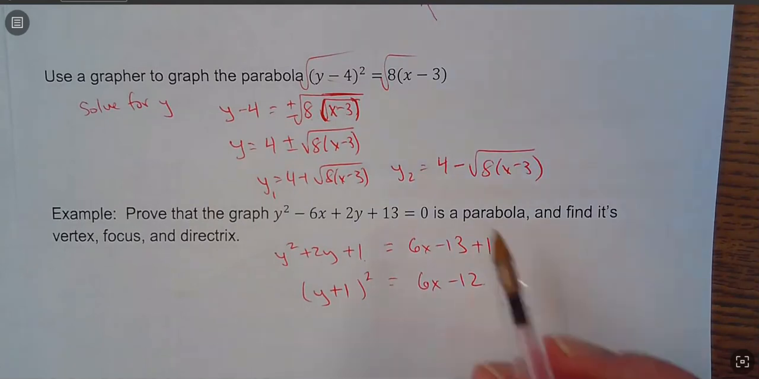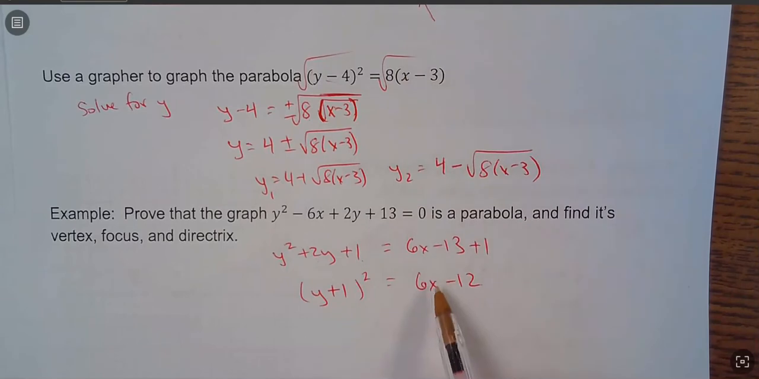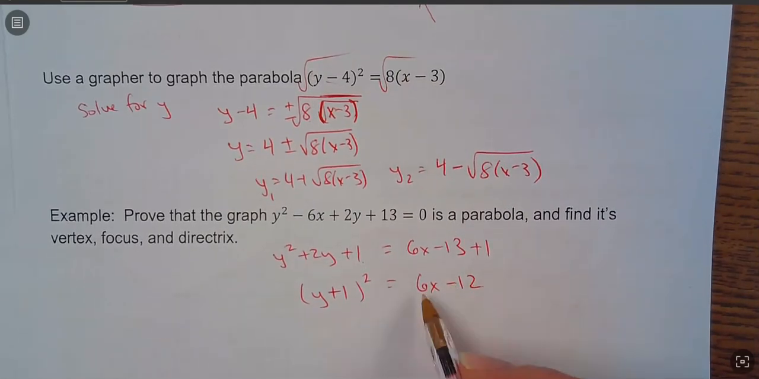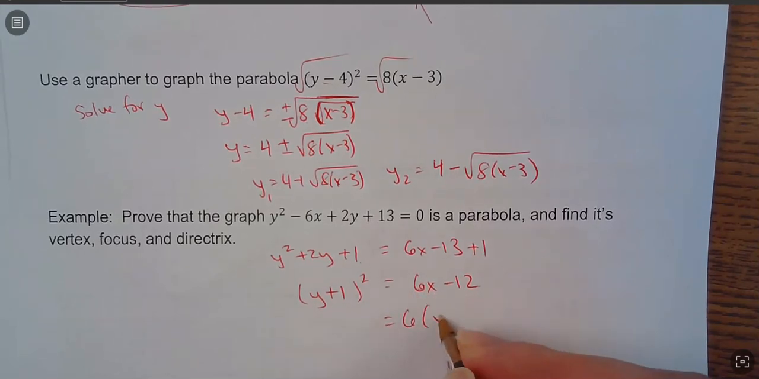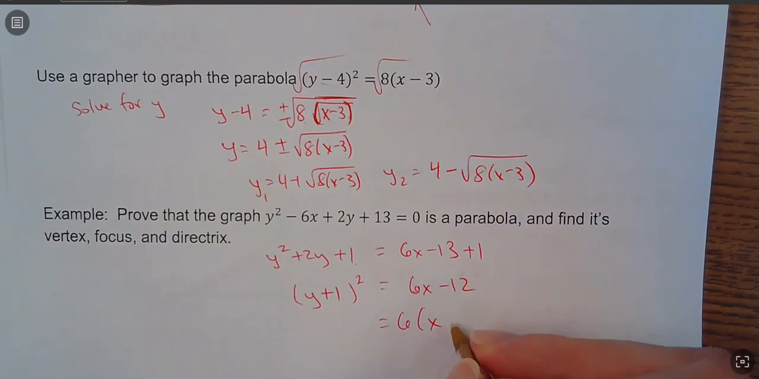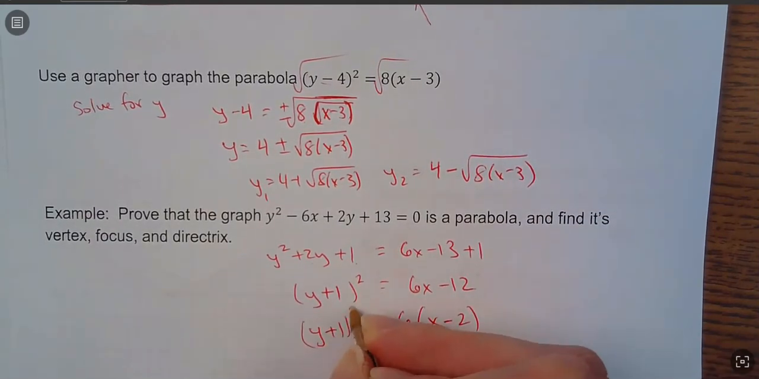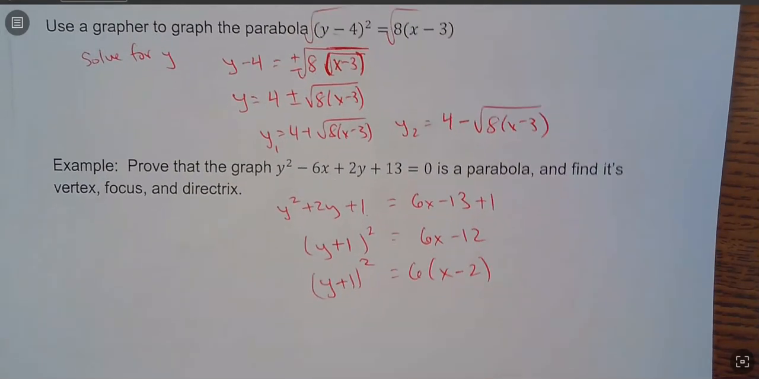Now, I would like to have a single x here, so just x plus or minus something. So I'm going to divide this by 6. This divides nicely. They don't always divide nicely, but you always do want to divide by whatever's in front of x, because I want to have a single x inside parentheses, and this would be minus 2. Okay, so there, it's in standard parabola form, so it's a parabola.